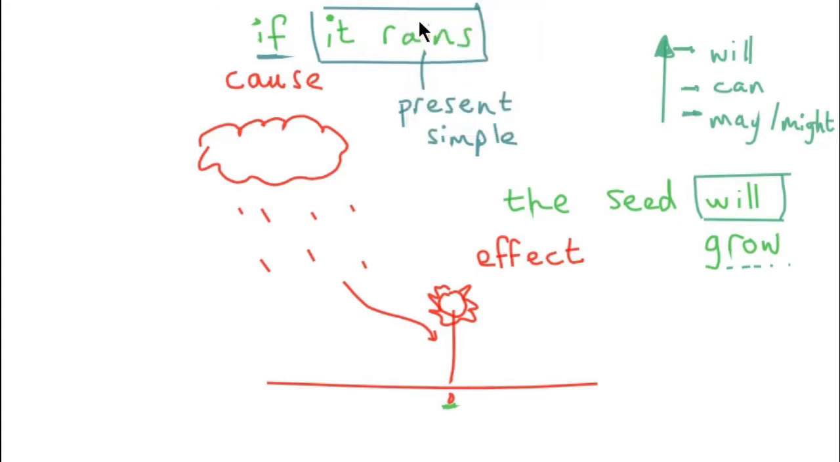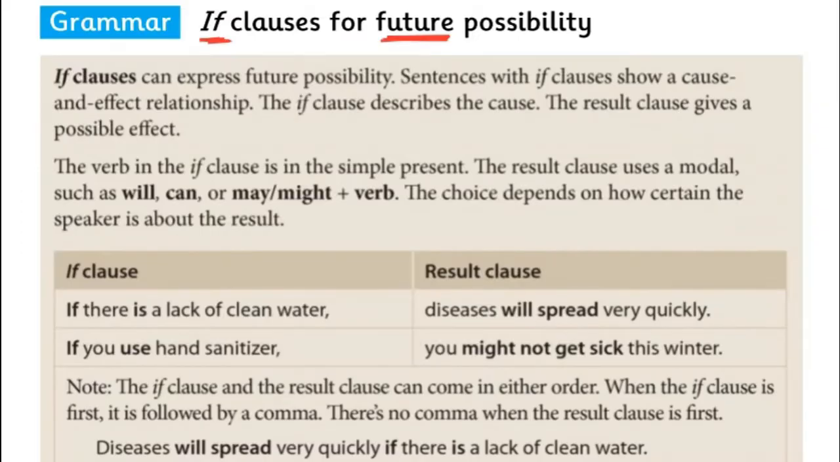Also notice that when you write the sentence, you have a comma between the first part and the second part, and a full stop at the end. Let's go back to the skill, and let's look at the examples they've given us.